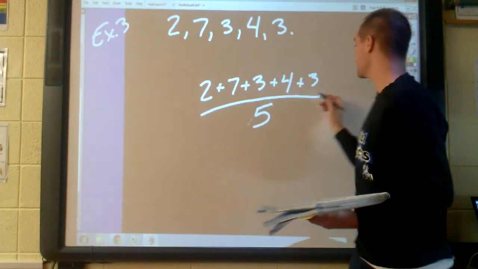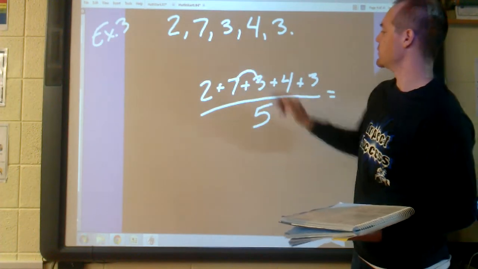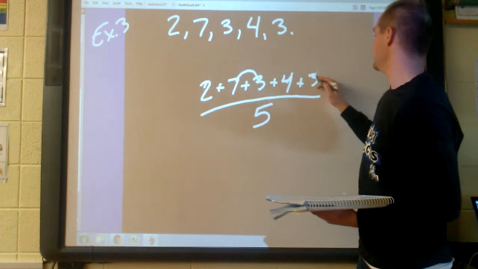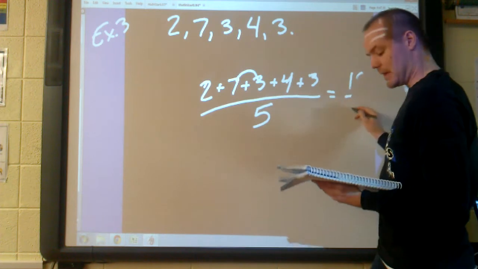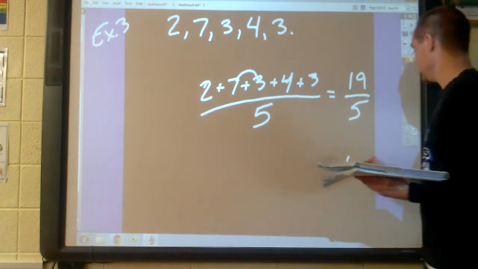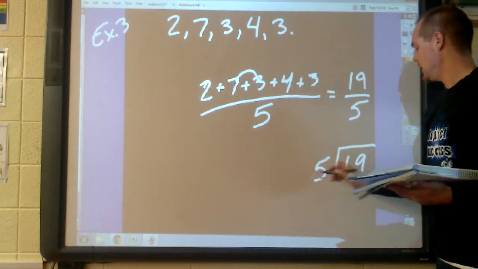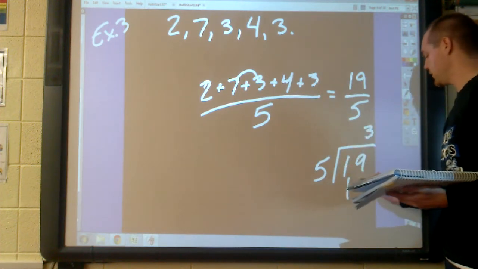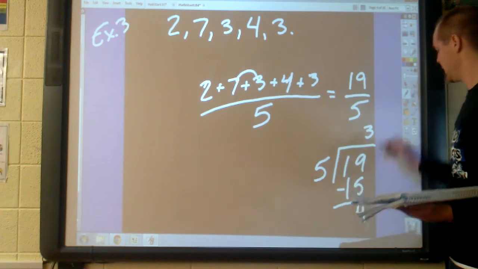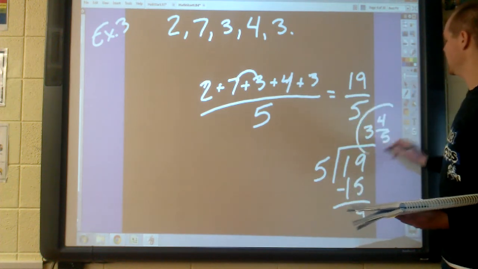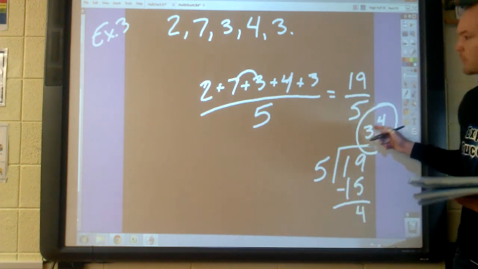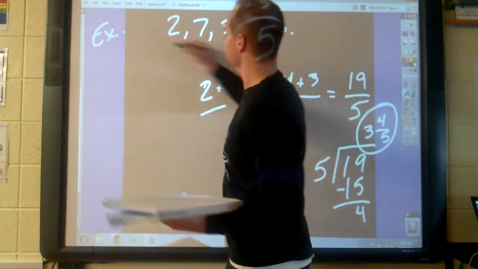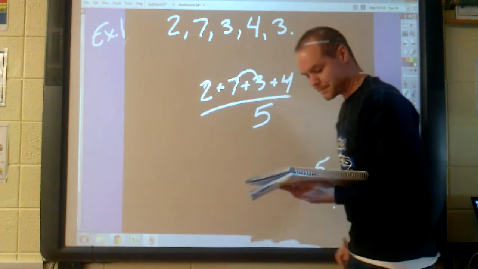Okay, so I'm adding first. I know 7 plus 3 is 10, 12, plus 4 is 16, plus 3 is 19, divided by 5. 19 divided by 5 ends up being 3, because 3 times 5 is 15. It ends up being 3 and 4/5. This is your answer for example number 1. Sorry about writing example number 3 up there. This is example number 1.